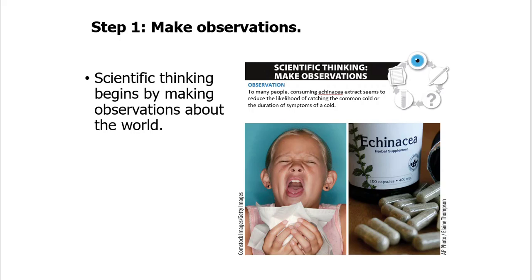When we make observations, we're usually noticing interesting patterns, maybe cause and effect relationships, and sometimes these observations can be anecdotal. For example, an anecdotal observation could be that we know many people who claim that consuming extracts of echinacea reduces the likelihood of catching a cold or reduces the duration of cold symptoms. So they feel better faster when they take echinacea. That's our initial observation.